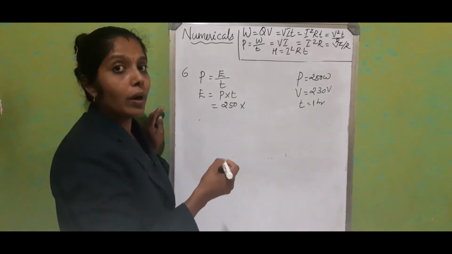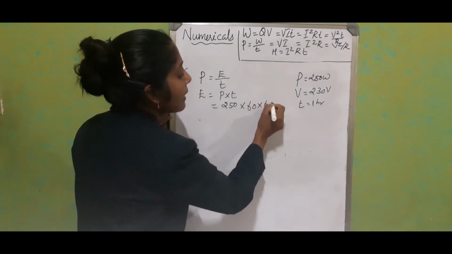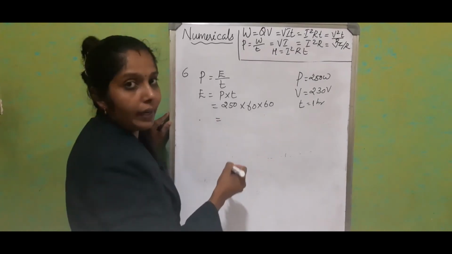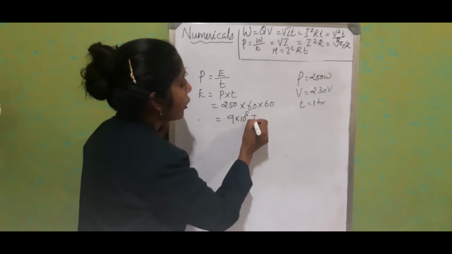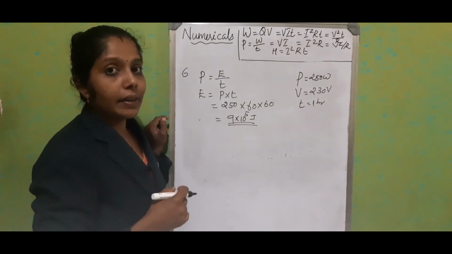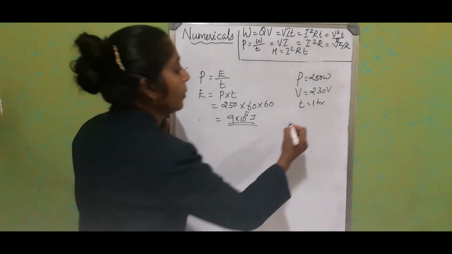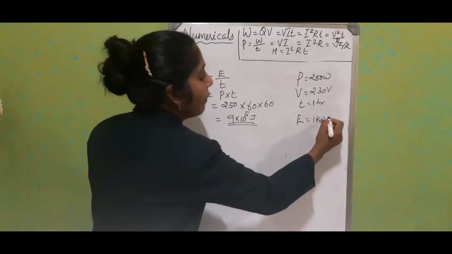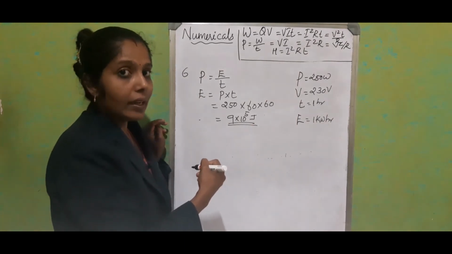How can we convert 1 hour into seconds? 60 minutes into 60. When we solve it, we will get the value as 9 into 10 to the power 5 joule. That is our first part. In the second part, it's given that if that particular bulb has to consume energy of 1 kilowatt hour, how much time is required to consume the energy?